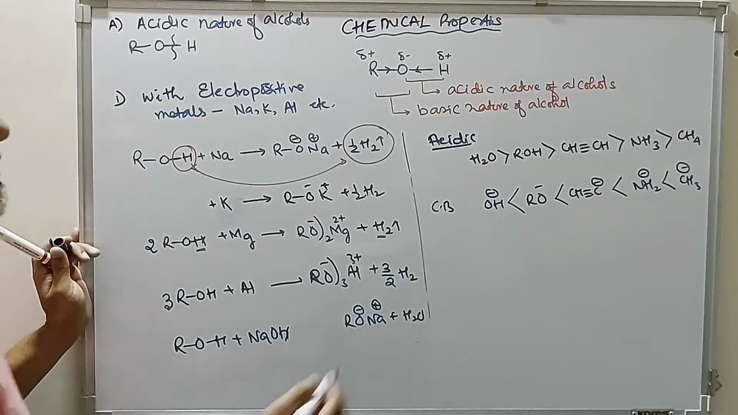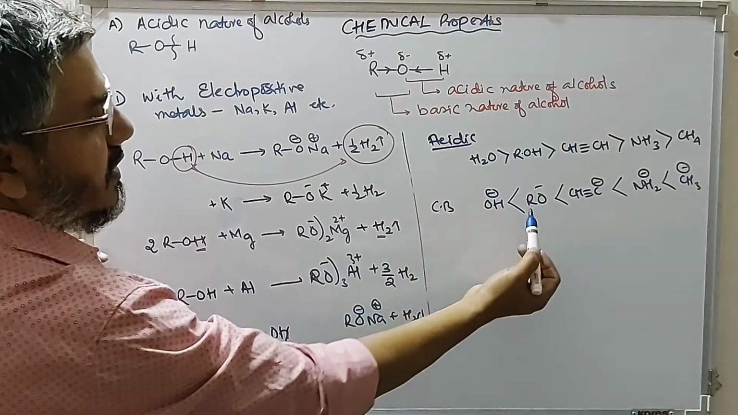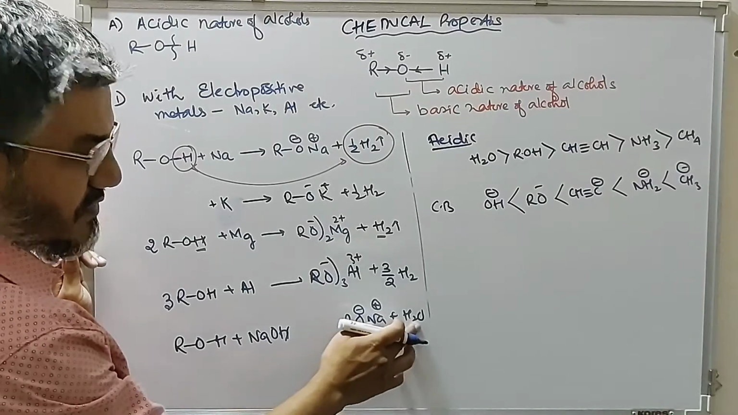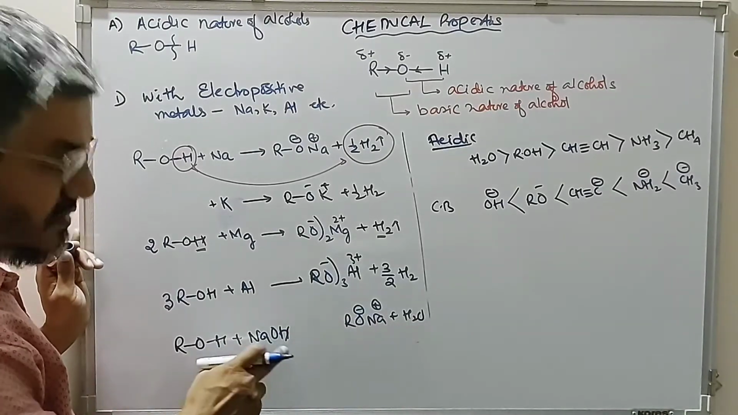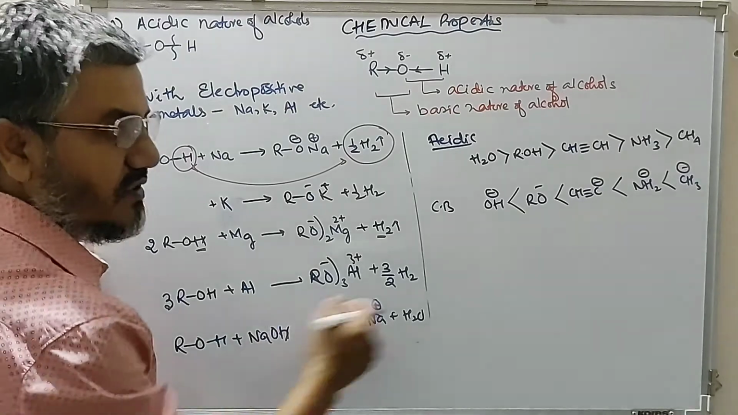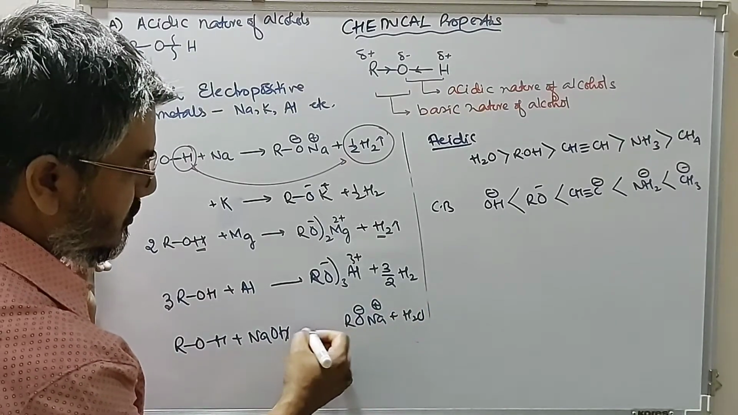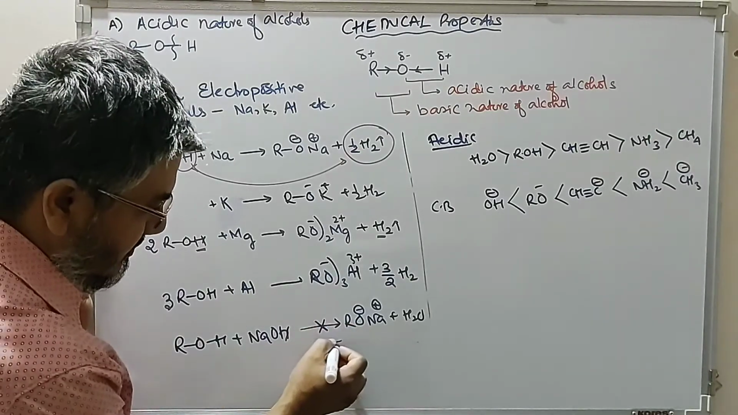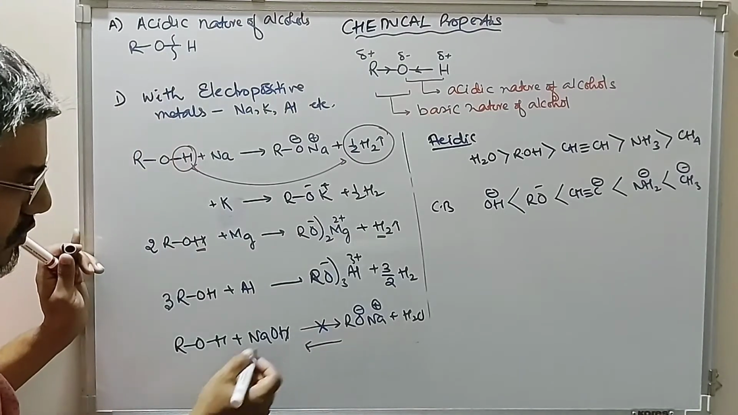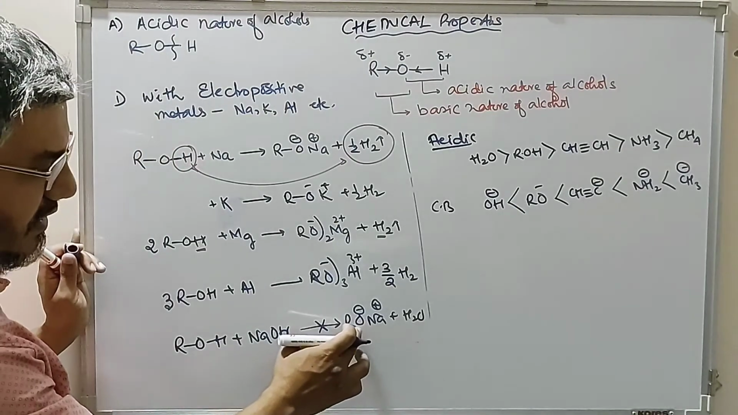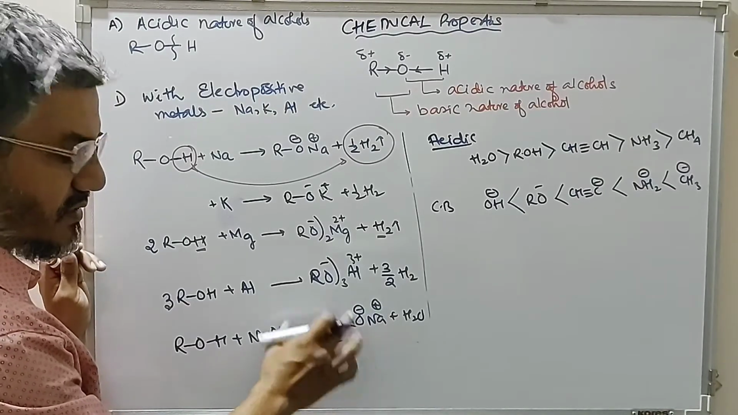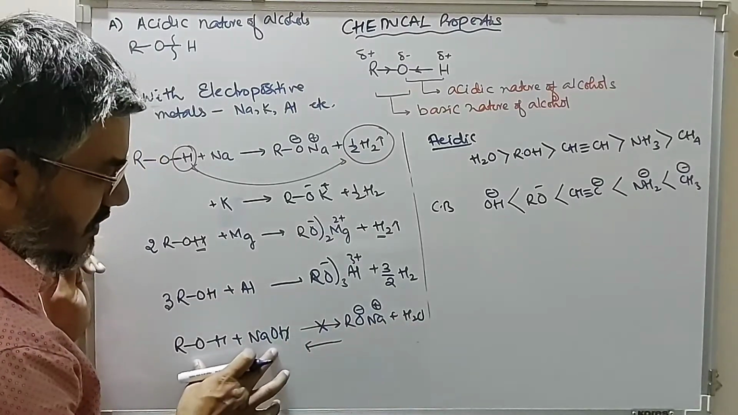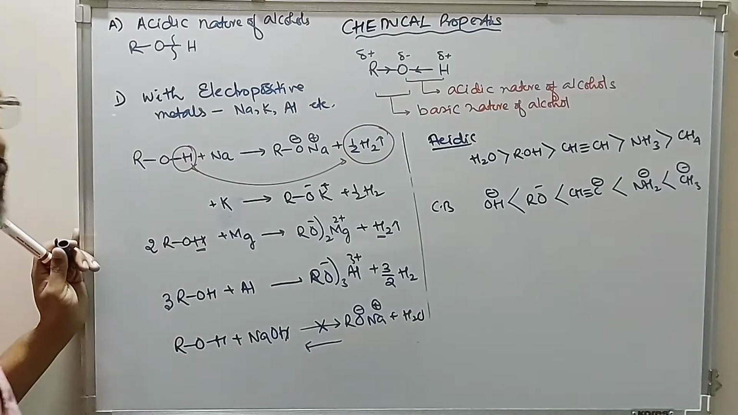We have seen here water is a stronger acid than alcohol, and RO minus is a stronger base than OH minus. So look at this. We have a strong base, we have a strong acid. So this is a weak acid, this is a weak base. So weak acid and weak base cannot react to give you strong acid and strong base. So this reaction is not feasible in the forward direction, but it is feasible in the backward direction. RO minus is a stronger base than OH minus, and alcohol is a weaker acid than water. So weak acid, weak base cannot react to give you strong acid, strong base.